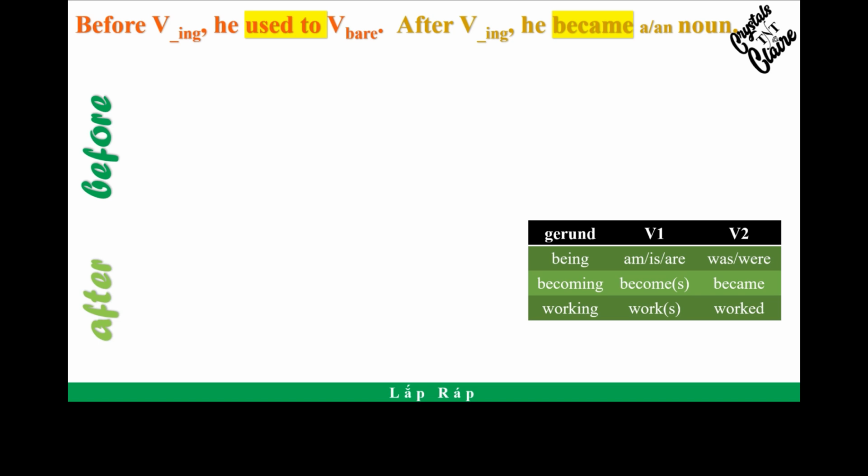Being, gerund, or becoming. Gerund is the verb with ing. Working. Verb 1 depends on the subject. If it's he, she, or it, we use is. If it's I, we use am. Verb 1, or verb 2: was, were; to be, become, became, worked. Verb 2. Before being a firefighter, he used to be a homeless person.